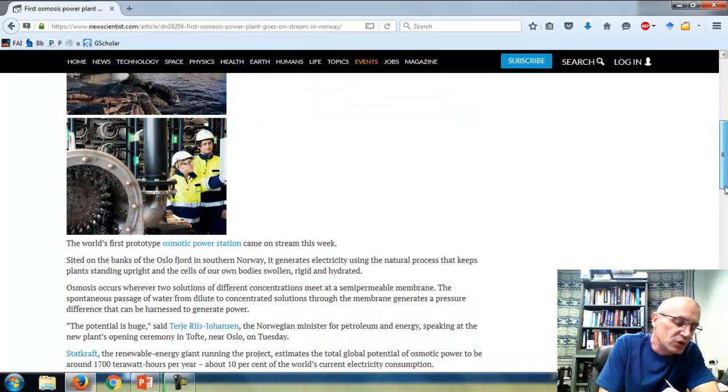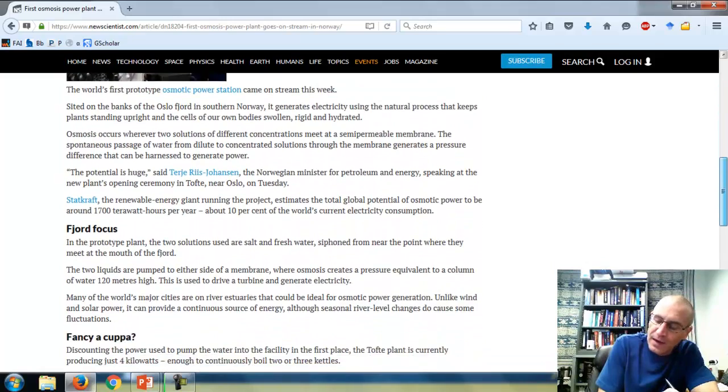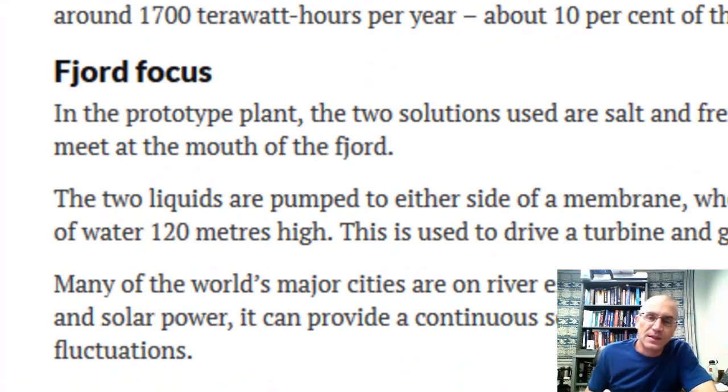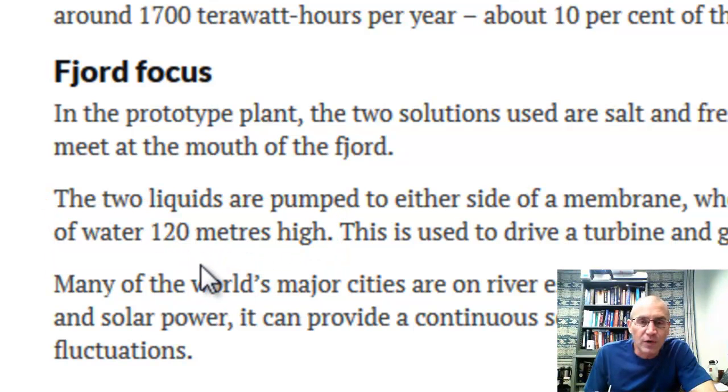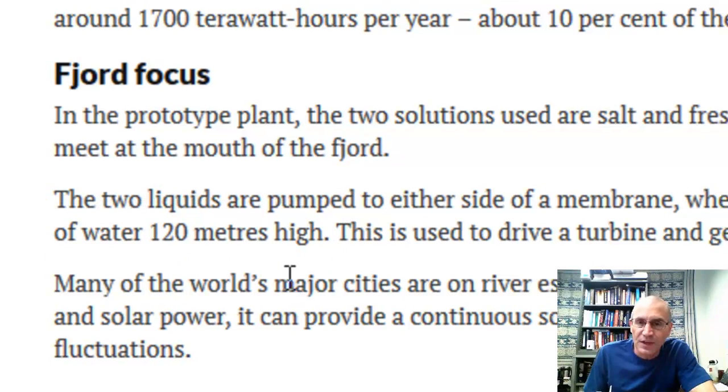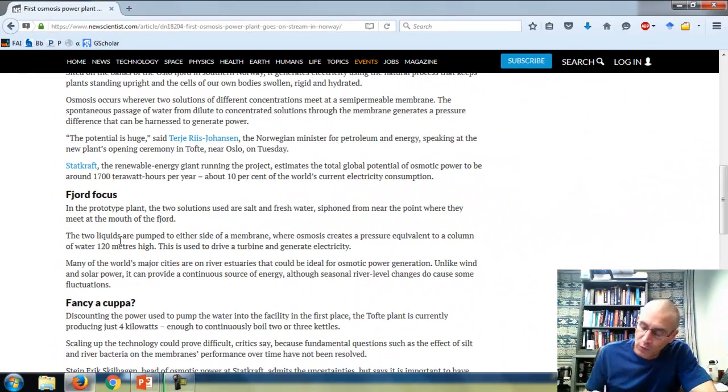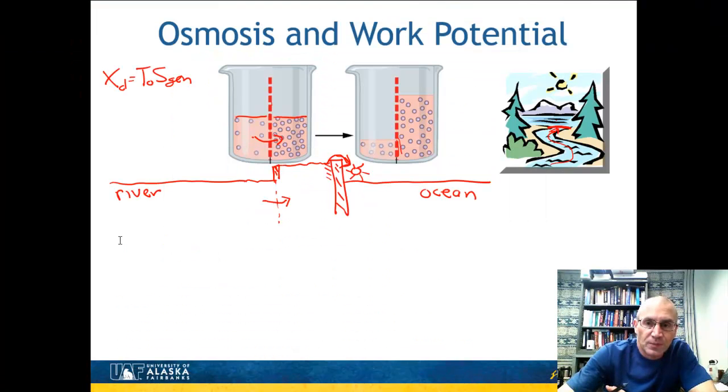It's kind of a short article. If you want to look at it, you can. But one of the interesting things is to see what osmotic pressures are generated. If you look down here, it tells you it's equivalent to a water column 120 meters high. So you can imagine having a dam that's over 100 meters high. It clearly can generate a lot of power. And there's a lot of water that's emptying from rivers into the ocean.